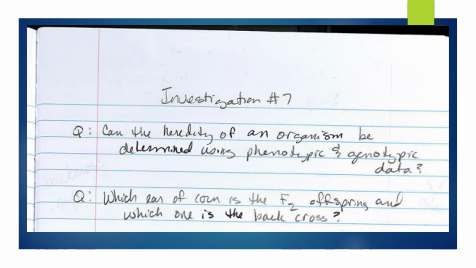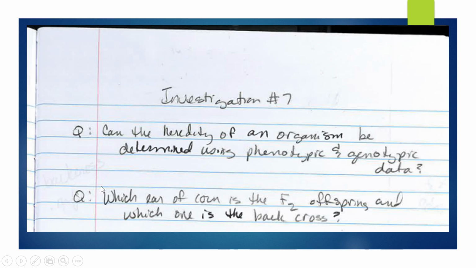Okay, these notes are going to go into your AP Bio composition notebook. It's investigation number 7. The broad question is, can the heredity of an organism be determined using phenotypic and genotypic data? Can the heredity of an organism be determined using phenotypic and genotypic data?